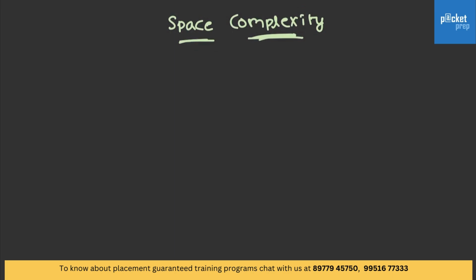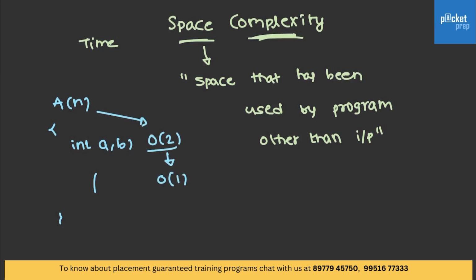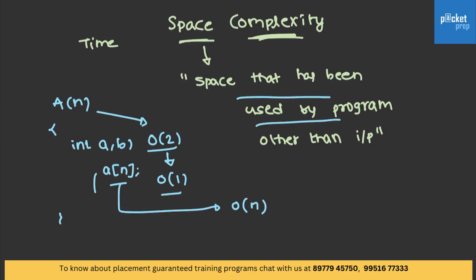Space complexity can be calculated similar to time complexity, but this actually deals with the space required or used by the program other than input. If you consider a function and you are using two integers in it, then the space complexity of this function can be written as order of 2, which is equivalent to order of 1, as we know that any constant can be reduced to order of 1. Or if it is using an array of size n, then the space complexity will become order of n. This is the space used by the program other than input.